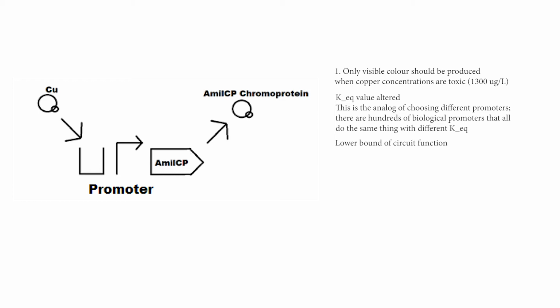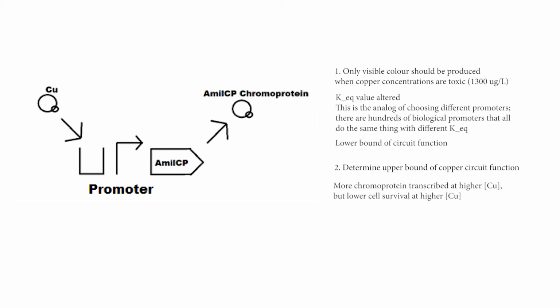So 2 comes after we've done 1, determining the upper bound of the circuit efficacy. See, the thing is, copper is also toxic to the bacteria host that we're making these circuits in. So this means that although there is more chromoprotein being produced at higher copper concentration, there are also more bacteria dying. So there is a sweet spot between accelerating chromoprotein production and copper killing the cells in which we have produced these chromoproteins. And in this band, we'll have maximum chromoprotein produced. So at this production, we will define the upper bound of the circuit efficacy.